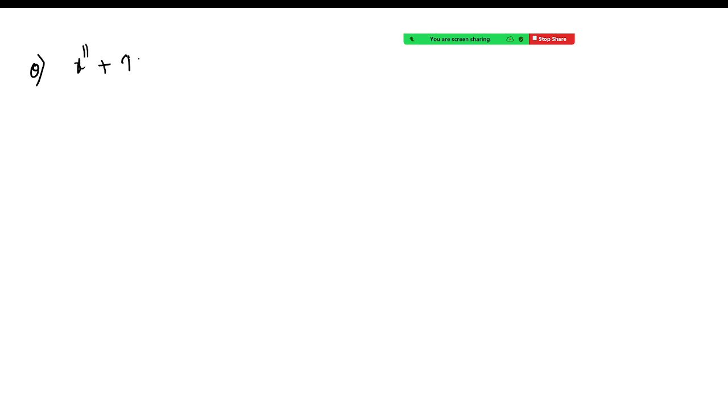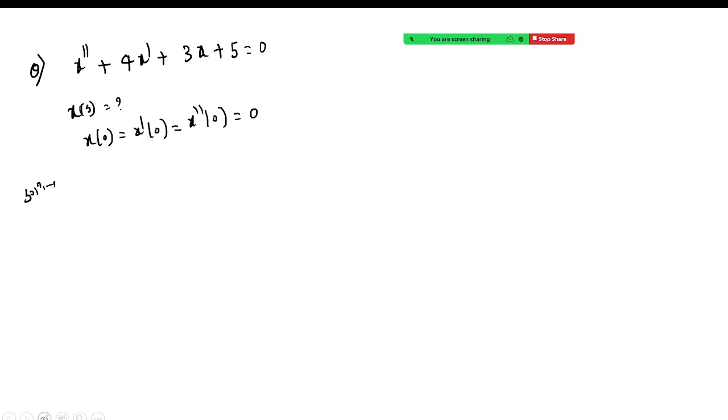x'' plus 4x' plus 3x plus 5 equals 0, right? So calculate the value of X(s) if x(0) equals x'(0) equals x''(0) equals, let's say, 0. If anyone has any doubt, please tell me right now, because if you are not getting this thing, then the subsequent topic will become very difficult for you to understand, right?